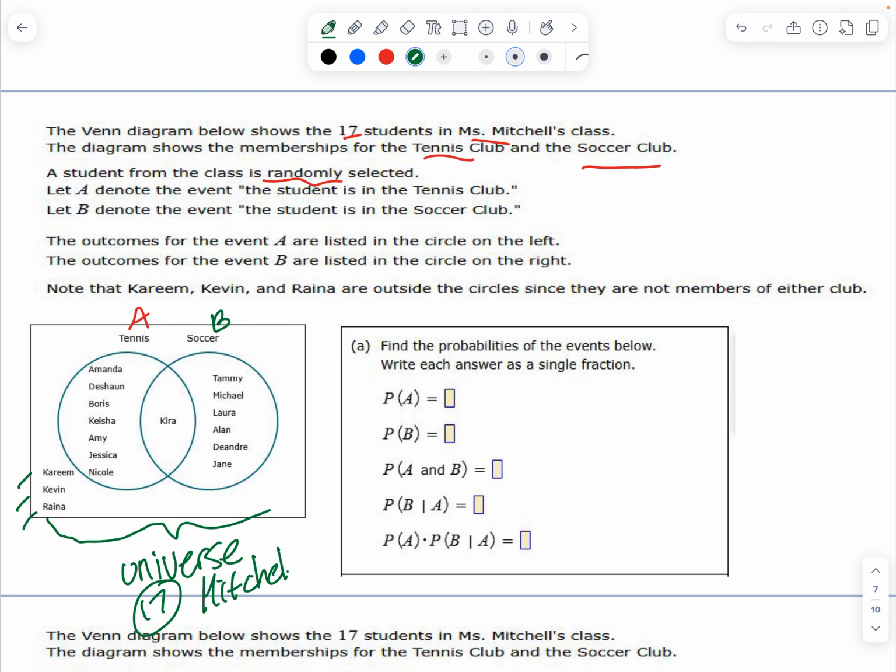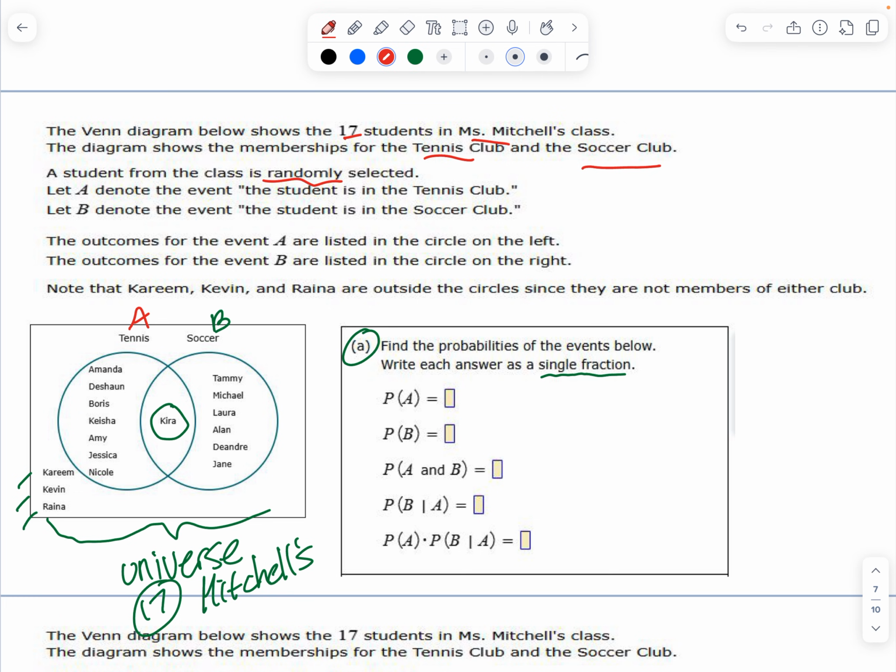Now, in Mitchell's class, we have Kira in the middle. Now, she plays both tennis and soccer. And then you have Kareem, Kevin, and Raina, who are in the universe. They're in Mitchell's class, but they are not playing tennis or soccer. All right, let's start with part A. Find the probabilities of the event below. Write each answer as a single fraction.